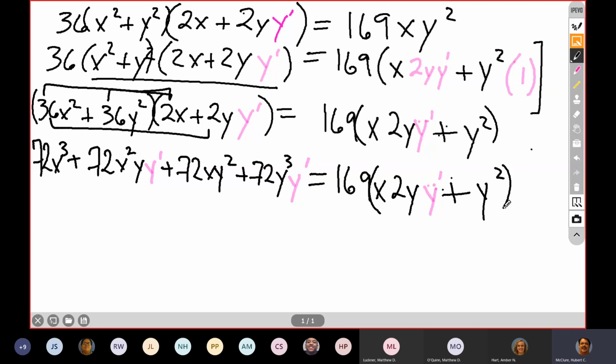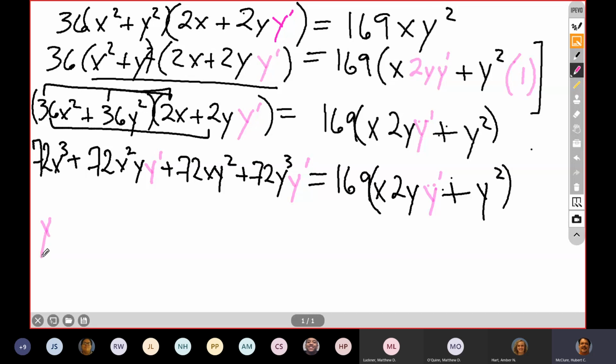Now let me check mine. 72 x cubed plus 72 xy, yep. Looks like I got it. Y'all check me and make sure. I got 2 y primes on the left and 1 y prime on the right. Now, when I get through, this is what I got. I went through several more steps, and y'all check me with your algebra.